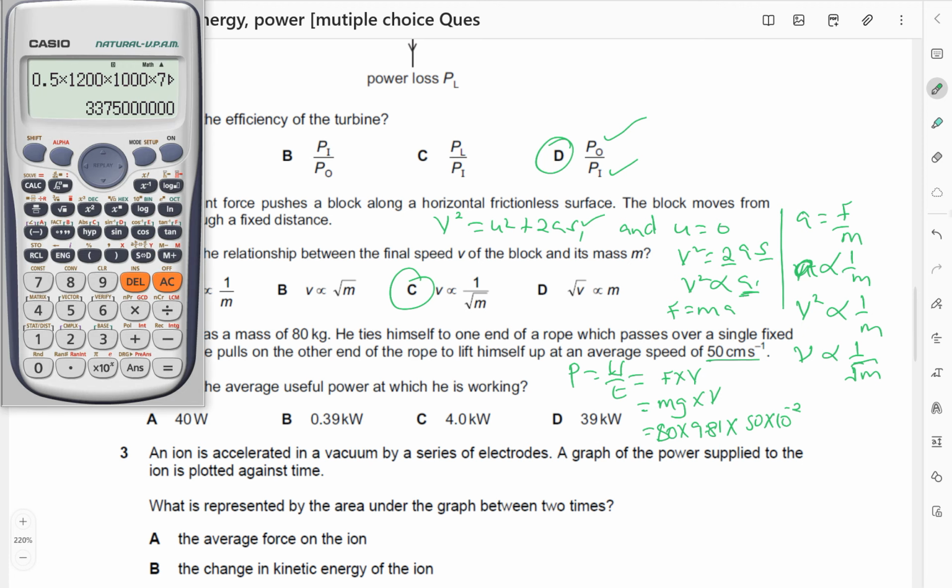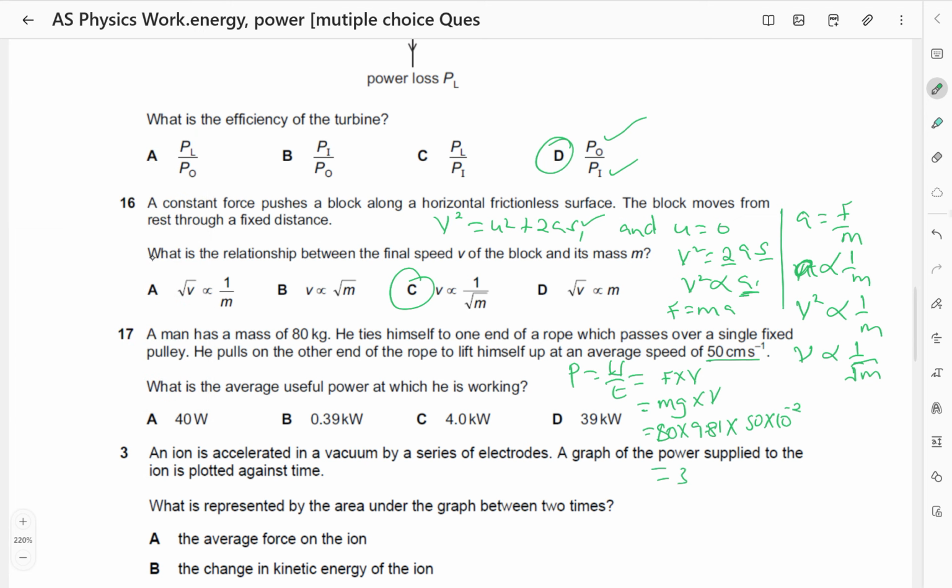So we can now press our calculator. 80 times 9.81 times 50 exponent negative 2. That gives us 392.4. So this one is 392.4 watts. So when I move 3 steps, when I divide by 1000 to get kilo, it becomes 0.3924 kilowatts. So the answer is going to be B.